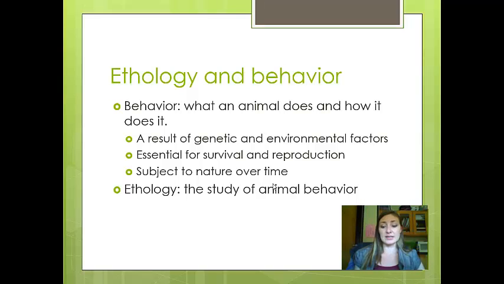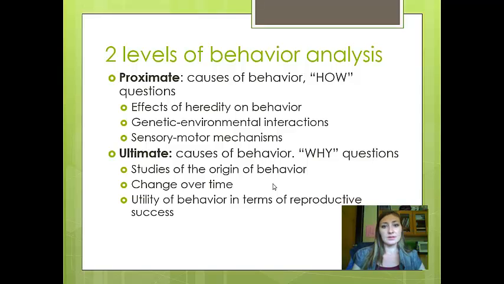Ethology is the study of animal behavior. There are two levels of behavior analysis: proximate and ultimate. The proximate is the cause of behavior, the how questions that we ask. So what are the effects of heredity on behavior? What are the genetic and environmental interactions? How do those play a role in what the organism's behavior is? As well as the sensory-motor mechanisms. How do we accomplish that particular behavior? What about the organism gives rise to that behavior?